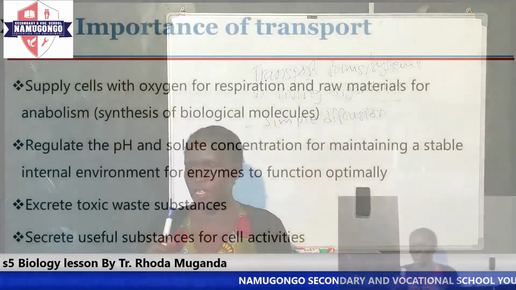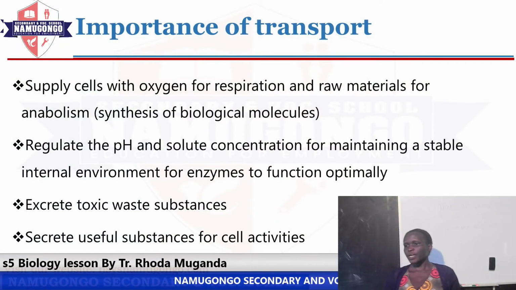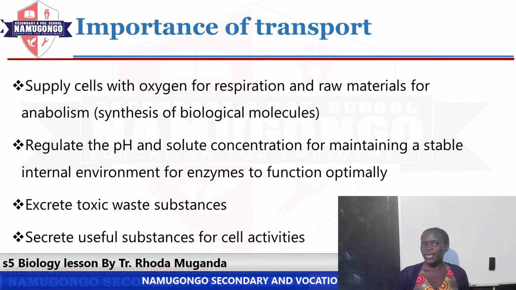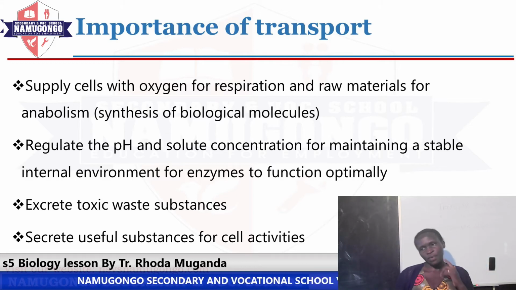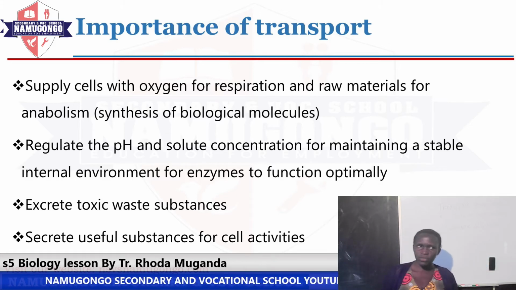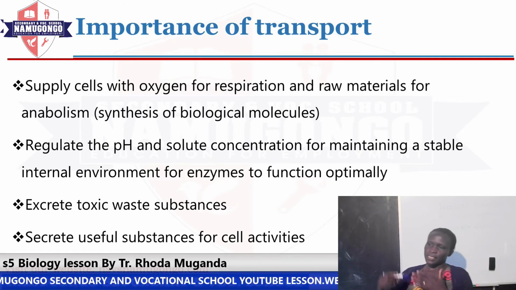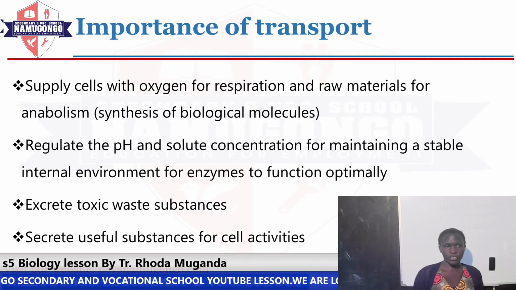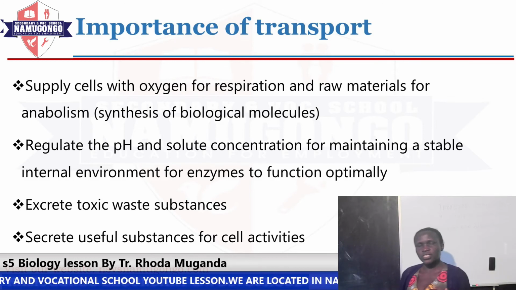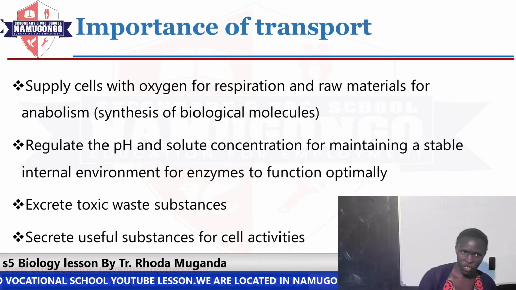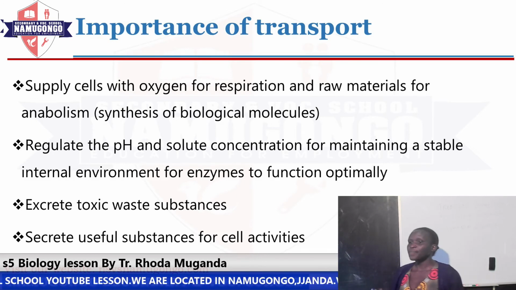So, one thing that we need to see here is that transport is necessary for the supply of cells with oxygen. As we had seen earlier on, oxygen is one of the substances or materials that plants and animals or living organisms actually require for survival. Now, when we look at an organism requiring oxygen, obviously, what comes to your mind is that the cells need this oxygen, and what do they need it for? Respiration. We know there is need for breakdown of food in order to release energy.